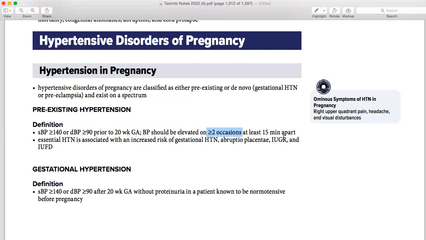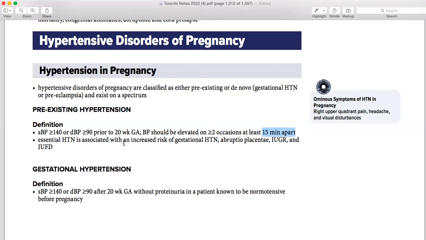At least 15 minutes apart. It should be 15 minutes apart. Okay. So it's not like somebody came to your clinic and you measured the BP, and after 5 minutes you're repeating it. No, you have to ask that patient to sit for 15 minutes and then repeat the BP. Maybe she's been running, and maybe after that the BP is high. So you have to make sure in the two settings that it is high.